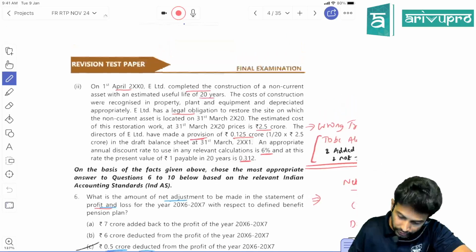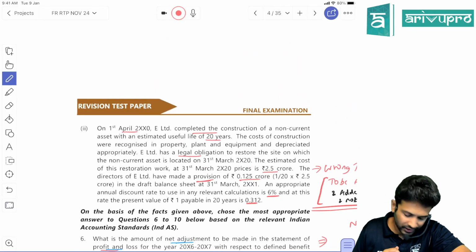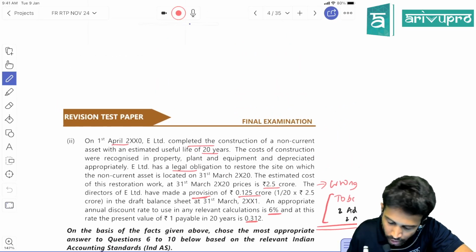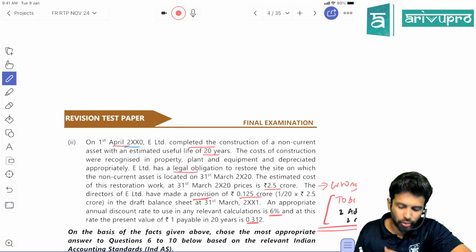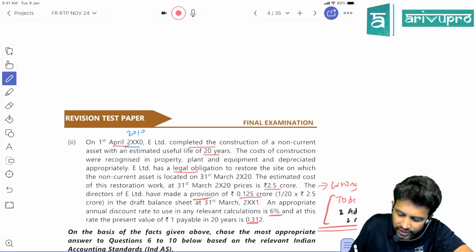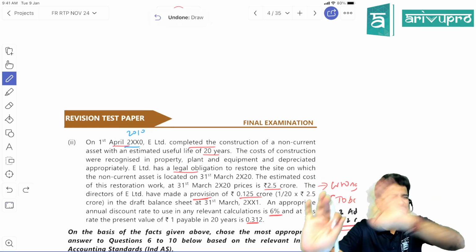Actually, there's one more case study and some questions based on that. So let's run through that. On 1st April x0, maybe you can keep the first x as 0 and the other x as 1.